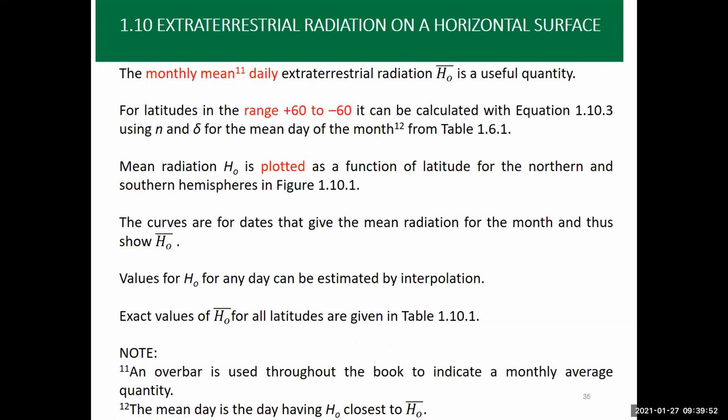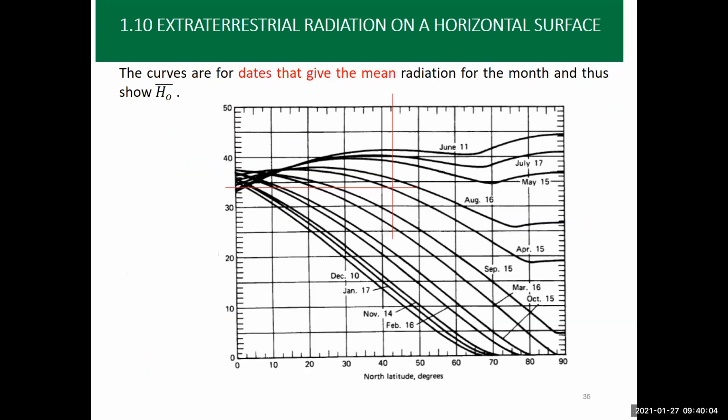They are also given in terms of a table, or even given as a chart. And there are charts that give these values. And that's something that you can see here. Here you can get the value of H naught, the monthly mean value, based on the latitude and the time of the year that you have.